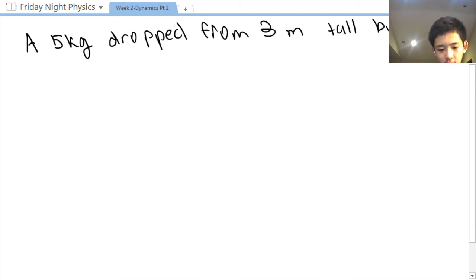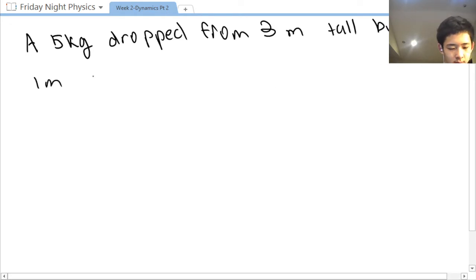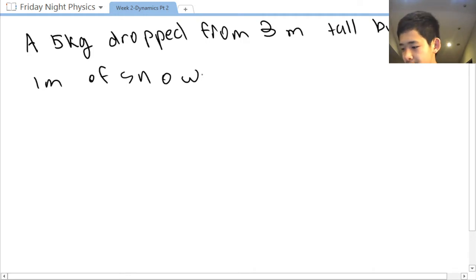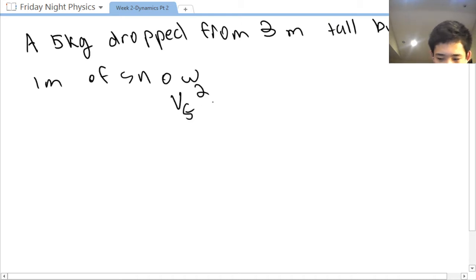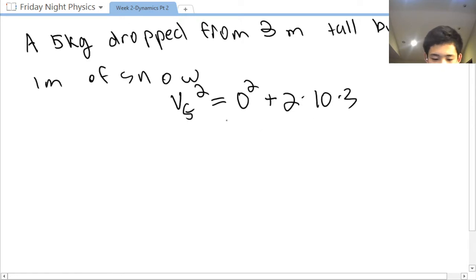For this problem, as for any dynamics problem, you want to know what forces are in action and which forces act in opposite directions. But first, if we apply basic kinematics, the velocity when it reaches the snow, let's call it v final squared, is equal to 0 squared plus 2 times g, which is 10, times the height, which is 3, and that equals 60.